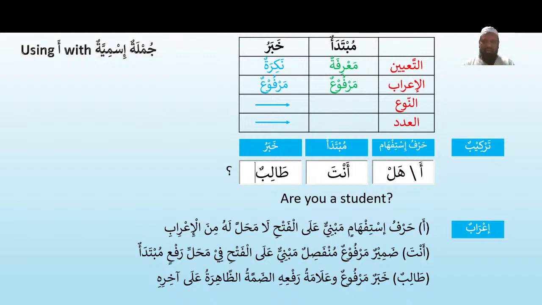So anta: damirun marfu'un munfasilun. And we also learned all damirs are mabni. So mabniyun ala al-fathi. Look at the ta, it is a fatha. And this damir has a slot: في محل رفع مبتدأ. طالب, very easy, خبر مرفوع وعلامة رفعه الضمة الظاهرة على آخره.